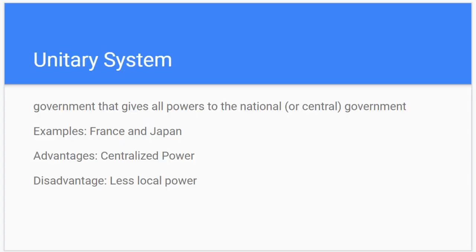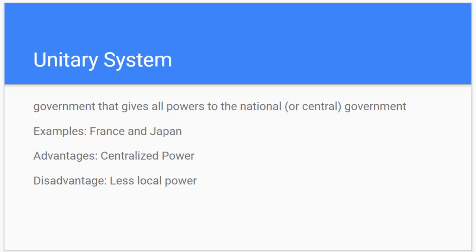So the first system you have is called a unitary system, and this system is where all the government's power is at the national or central government, meaning that the central government creates all the laws and every other part has to support that law. Examples would be smaller countries like France and Japan. The advantage is, of course, it's a centralized power so that everybody's on the same page, but the disadvantage is there's less power at the local level.